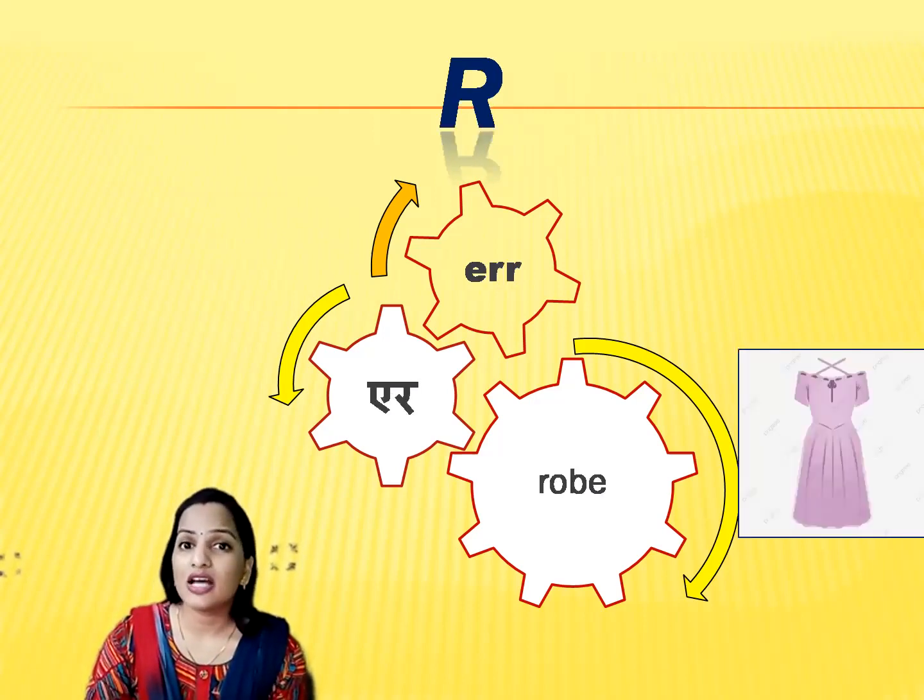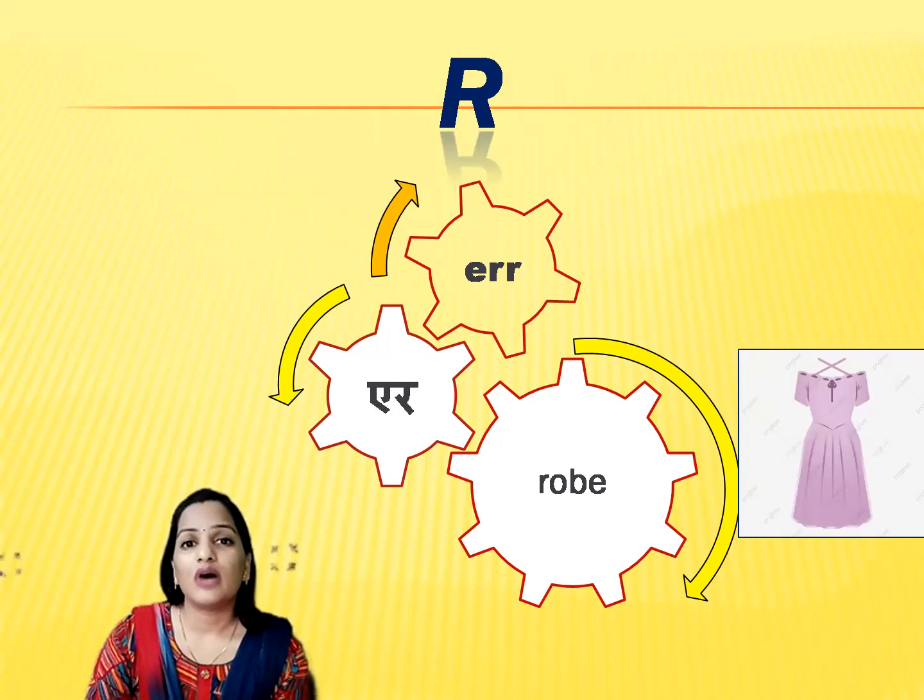The next letter R. So how is R pronounced in French? It is R. What is it? R. Okay. And one example from the letter R is robe. What is it? Robe. Repeat. Robe. Very good. And you very well know that robe means a dress. So we call dress in French as robe.